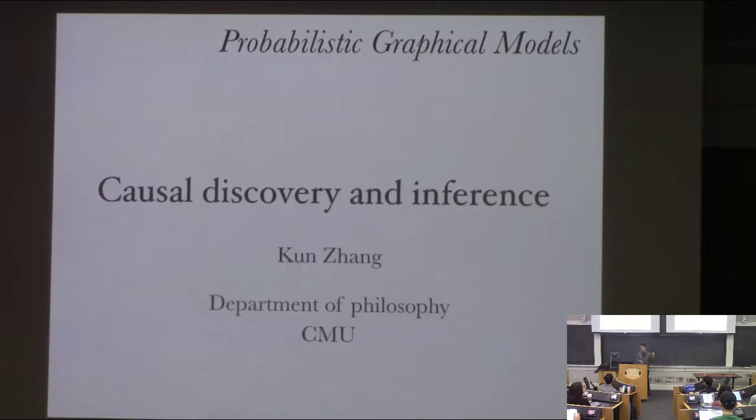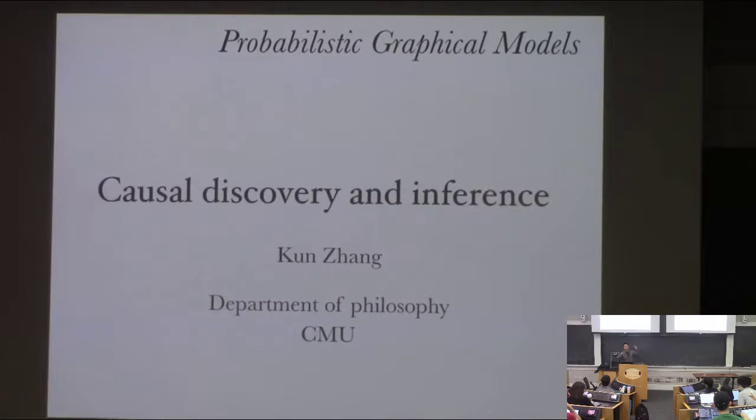As you can see from the title, this lecture will be about causal discovery and causal inference. By causal discovery, I mean how we can discover causal information from observational data by doing some statistical analysis. And by causal inference, I mean how you can identify the causal effect of some variable on some other variable. So they are complementary, right? One of them aims to find the causal information, the other aims to find a way to evaluate the causal effect.